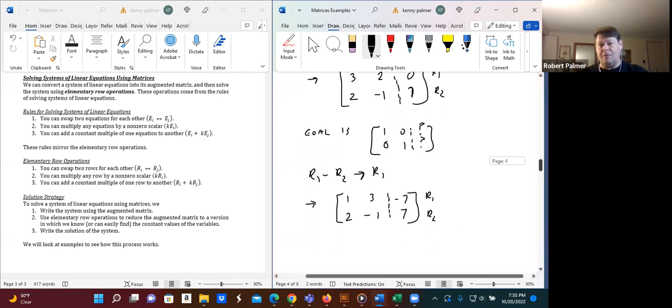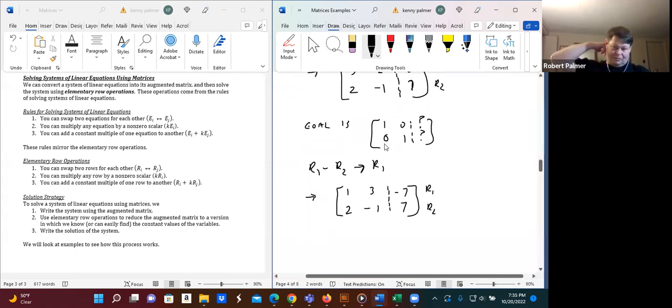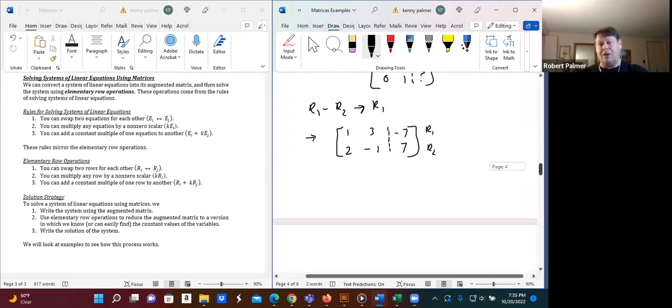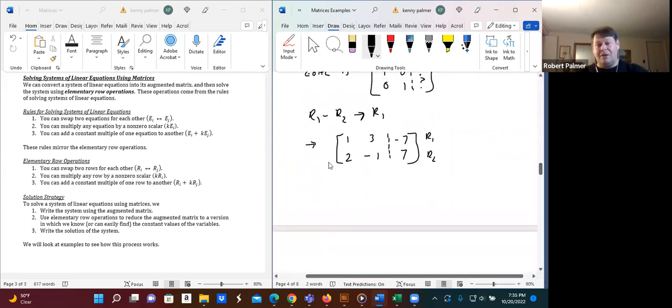Also, what I'd like to have is I'd like this to be 0. So think about it. If this was a -2 and I added them together, that would make that 0. So I can do that. I can use row operations. So what I want to do next is -2 row 1 plus row 2 to be my new row 2. If this was a -2, if I added those, that would make that 0. That's what I'm going to do.